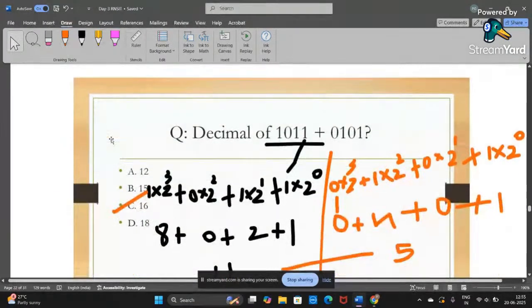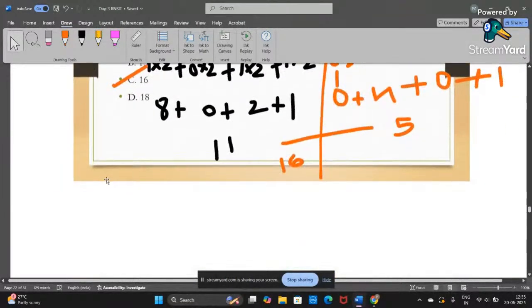We have found the answer for this. Along with this, we'll have a binary arithmetic operation. Just by the sign, you'll come to know whether it is an addition or subtraction or multiplication or division. Find the answer for this.